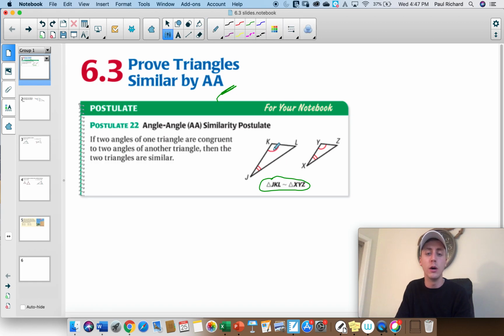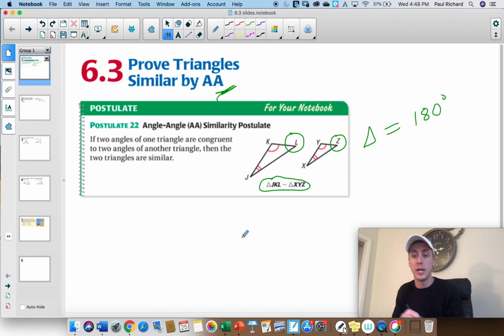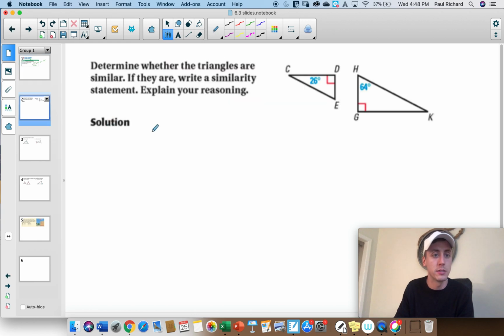If we know two of the angles are congruent to two over here, then angle L has no choice but to be congruent to angle Z, because the one constant in all these problems is that triangle angles add up to 180 degrees. So you just need two, and that's why it's a two-letter acronym for the first time. AAA is technically what we're talking about here, but you just need two of them. Okay, so that's going to bring us to some practice problems.